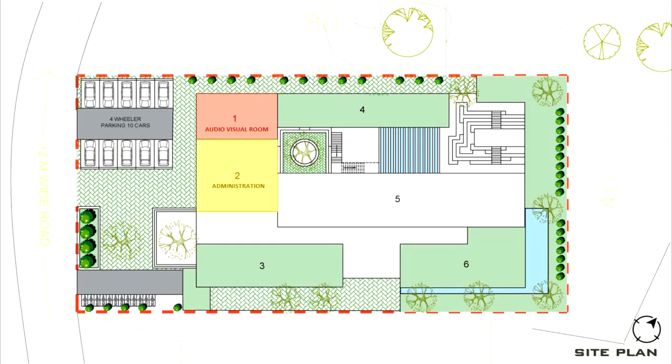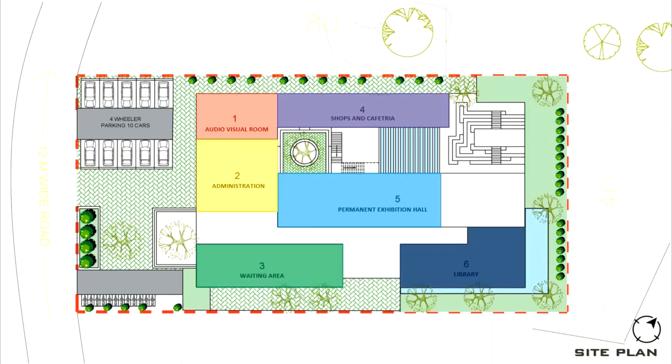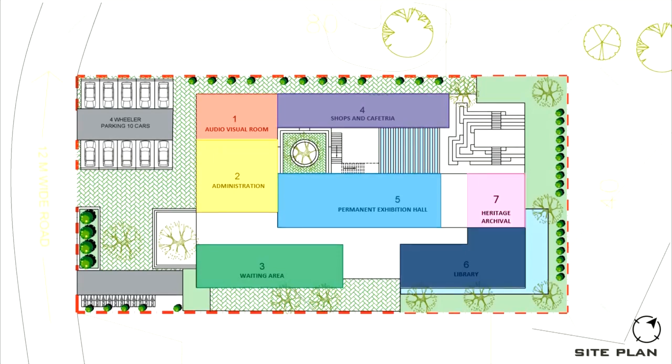The spaces in the structure are: first, audio and visual room; second, administration; third, waiting area; fourth, shops and cafeteria; fifth, permanent exhibition hall; sixth, library; and seventh, heritage archival.